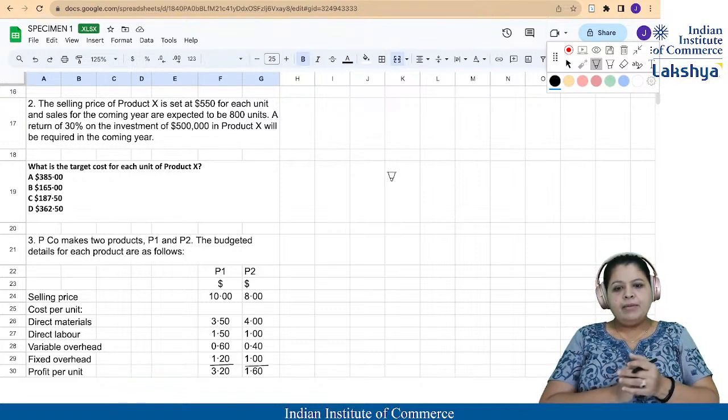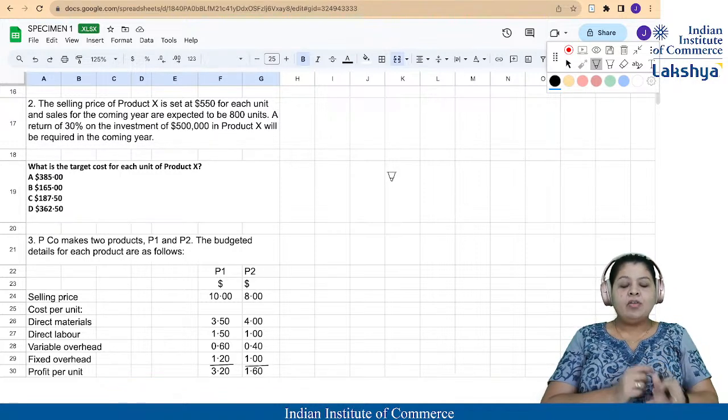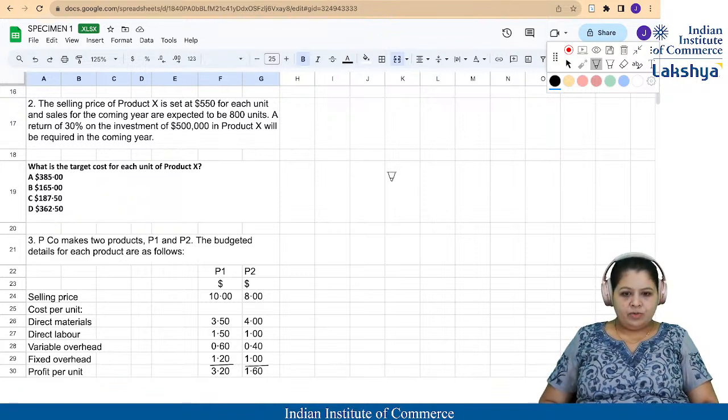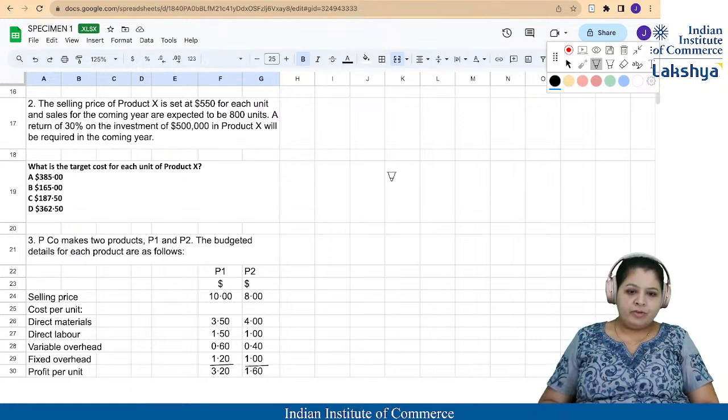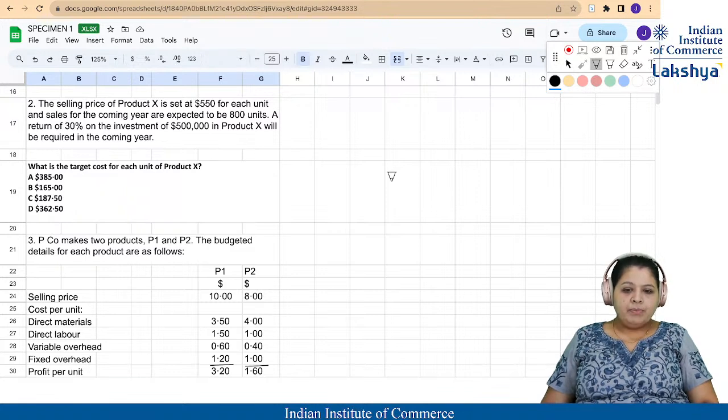The selling price of product X is $550 for each unit, and sales for the coming year are expected to be 800 units. So the selling price is given and the number of units are given. A return of 30% on the investment of 500,000 in product X will be required for the coming year. What is your target cost?